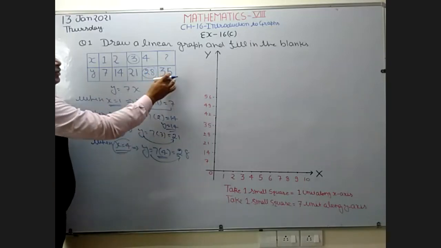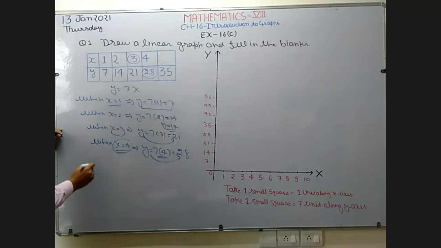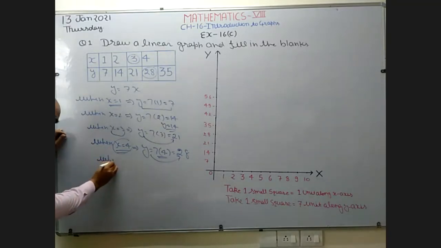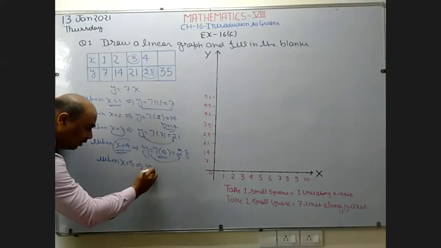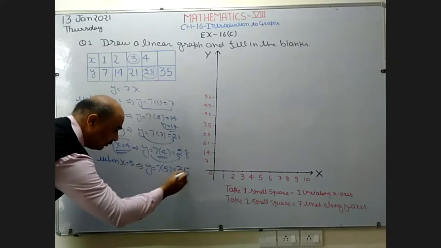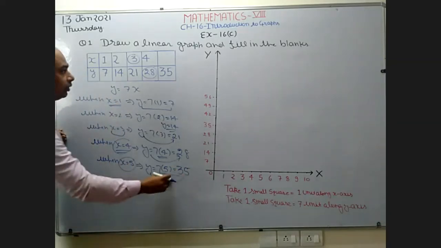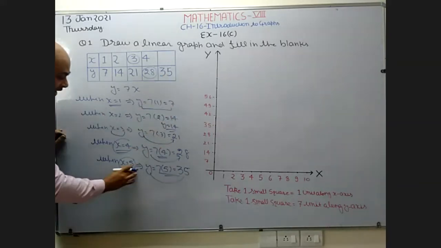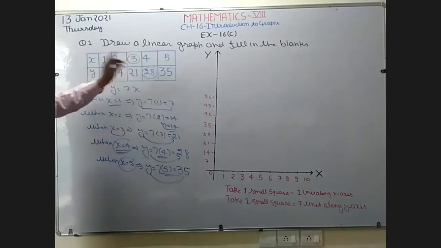Now the last one, the value of y is given. So we have to find the value of x. So take x value 5. When the x value is 5, this implies y equal to 7 into 5. 7 5s are 35. It means when x is 5, the value of y becomes 35. Now the table is going to be complete.